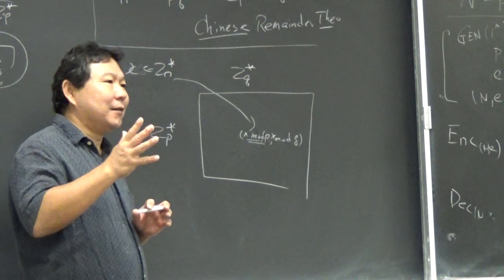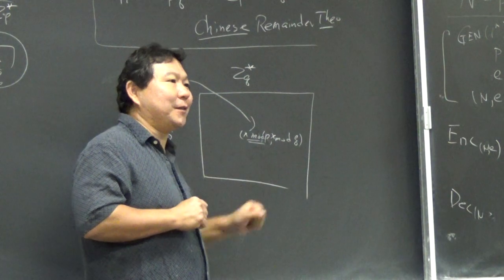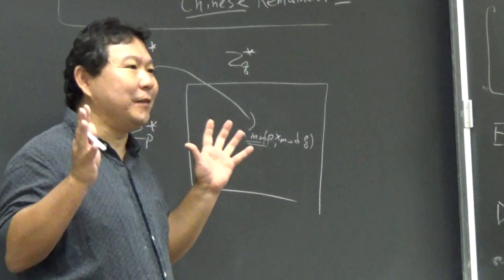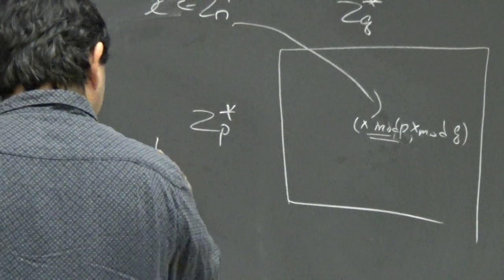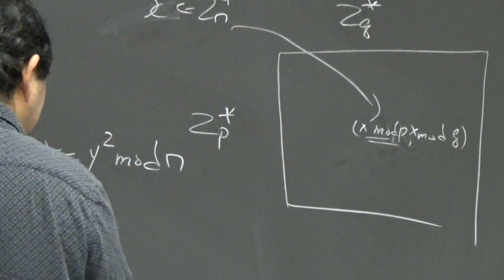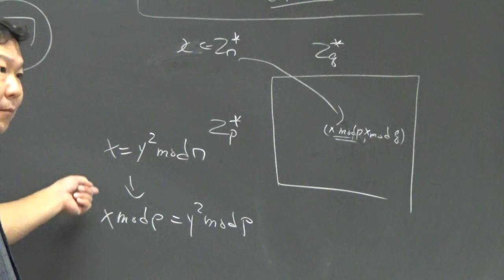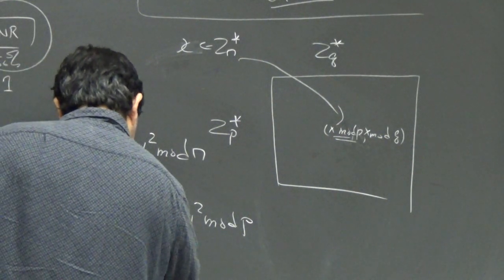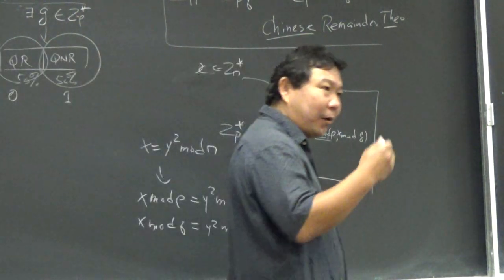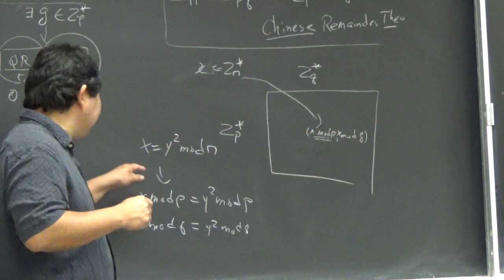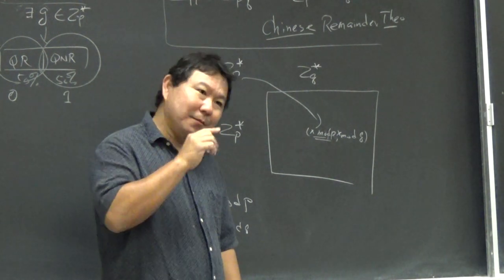And exactly what do you think? If x is a perfect square, x mod p is a perfect square, and x mod q is a perfect square. No other way. Because this isomorphism literally said that. If x is a perfect square, suppose x equals y squared mod n. So this implies that x mod p is equal to y squared mod p, right? And also x mod q. Right. So which means a number is a perfect square mod n, n is pq, if and only if it is a perfect square in all the components, these two prime components. Okay, this is a perfect square.